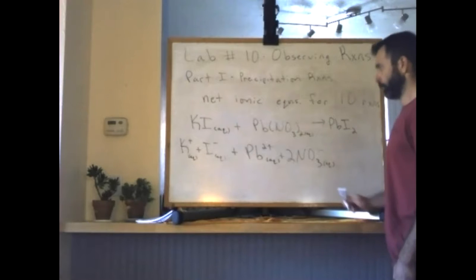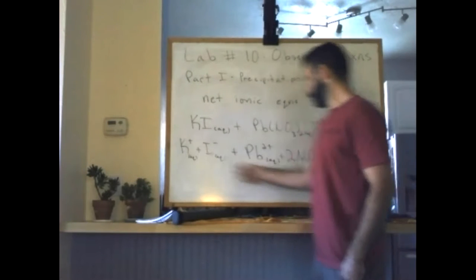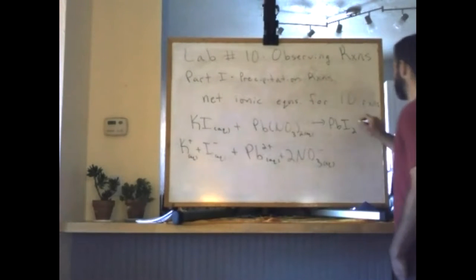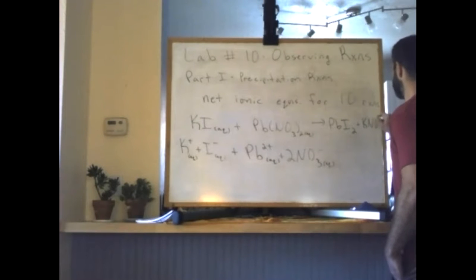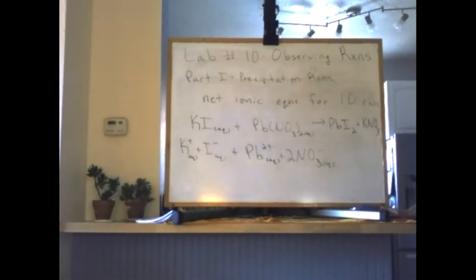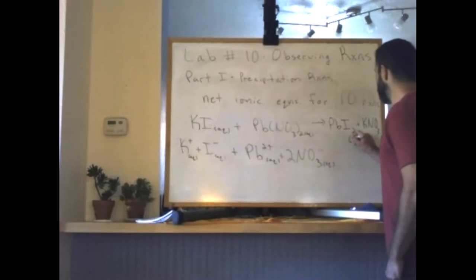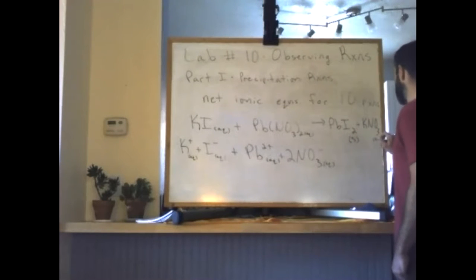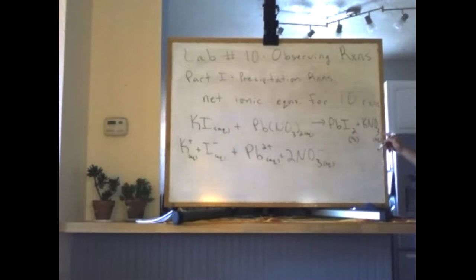What's the other compound? Potassium will combine with nitrate to make KNO3. Right, there are the products. If we saw a reaction, one of these 2 must have been the precipitate. All right, we can use solubility rules to help us if we want, but we need to be able to determine what the solid is. And it turns out that the lead 2 iodide is the solid, is the precipitate, and potassium nitrate is soluble.